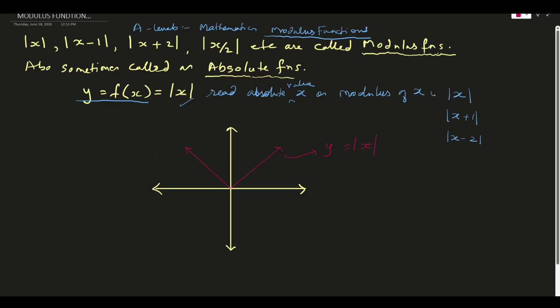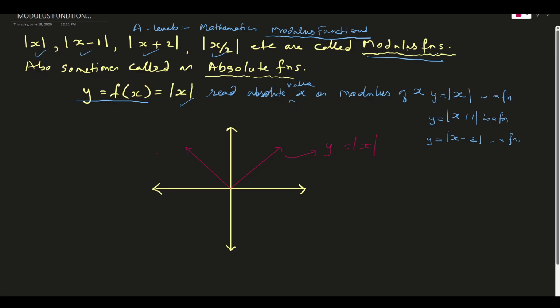If you write y equal to modulus of x, it is a function. If you write y equal to modulus of x plus 1, again it is a function. If you write y is equal to modulus of x minus 2, it is a function. So modulus function means any function of the type modulus of x, modulus of x minus 1, modulus of x plus 2, modulus of x upon 2, etc. These are called modulus functions, right?